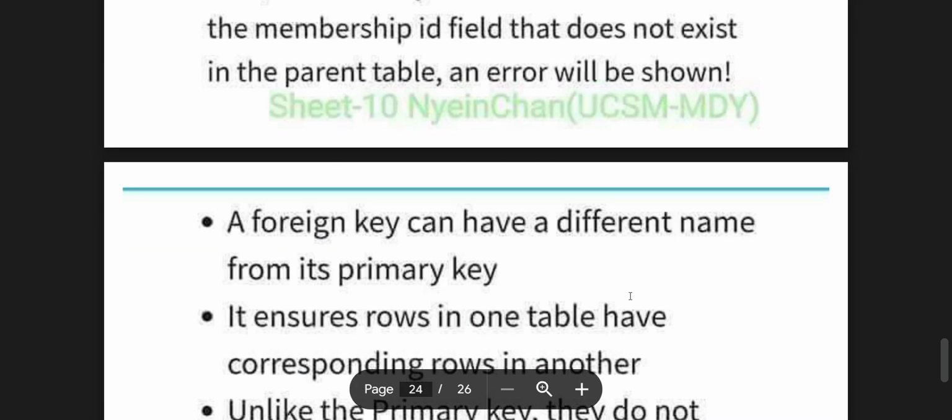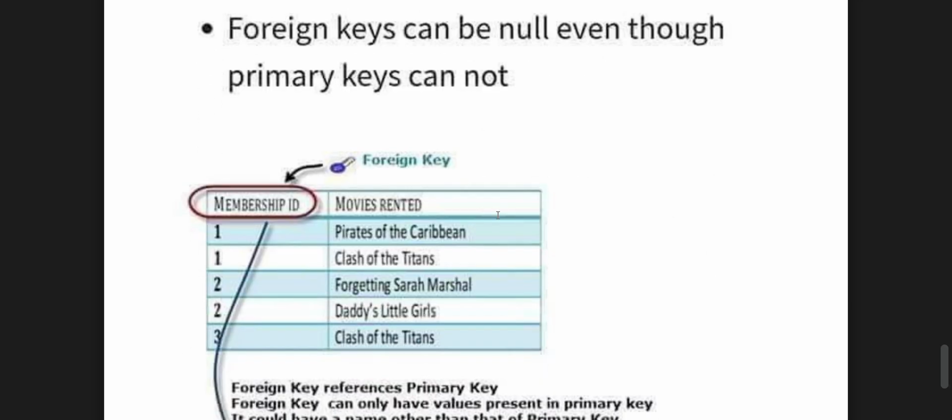The foreign key can have a different name from its primary key. It ensures that for a row in one table, there is a corresponding row in another. Unlike the primary key, they do not have to be unique. Most often they aren't. A foreign key can be null even though a primary key cannot. Rented membership ID: 1, 2, 1, 1, 2, 2, 3. Pirates of the Caribbean, Clash of the Titans, Forgetting Sarah Marshall, Daddy's Little Girls, Clash of the Titans.